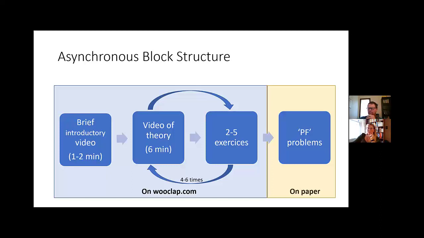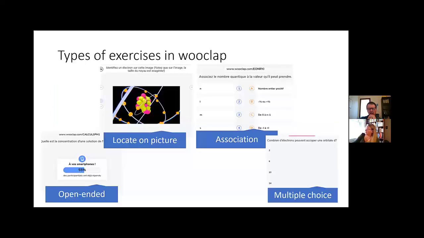But first, let's look at the platform Wooclap just a bit, because as I said, you can use anything that can structure the block that way. We chose Wooclap particularly because of the flexibility of the exercises that can be proposed to the students. So you can have, for example, locate-on-picture questions, and we haven't found that on the other platforms for online quizzes. So the students actually have to click on some place on the figure to identify an element. For example, here, that was a question about the electrons.